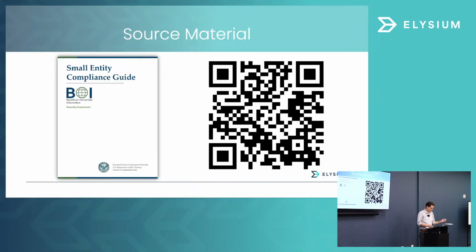So a lot of the information that I'm going to present today comes from this small entity compliance guide that was published by the Department of Treasury by one of their regulatory arms called the Financial Crimes Enforcement Network, or FinCEN. Okay, so they published this guide end of September. There's a QR code for those watching online, so you can access it. For those in attendance here, we have some copies of it floating around. Okay.